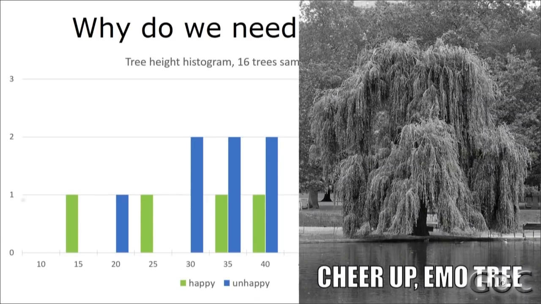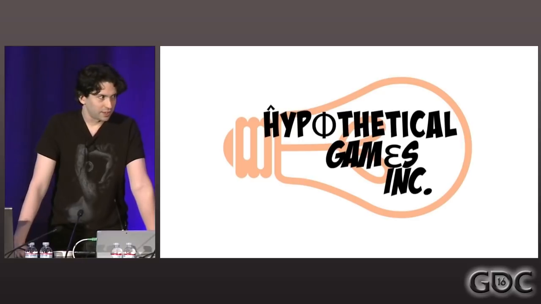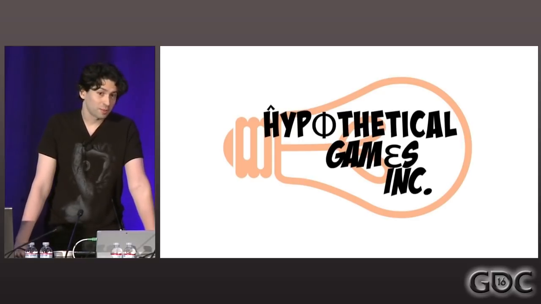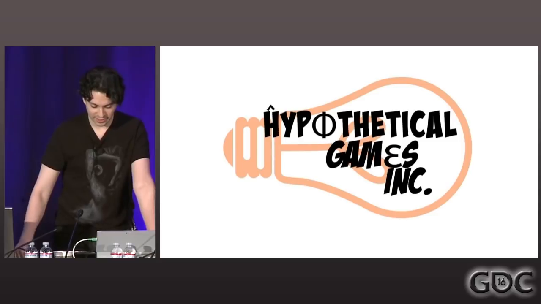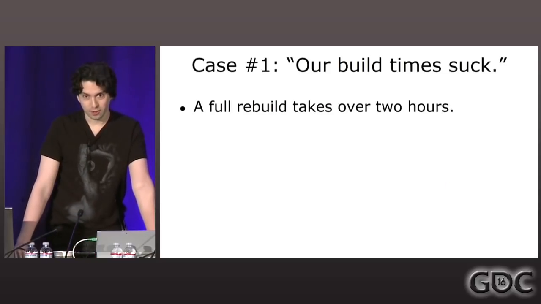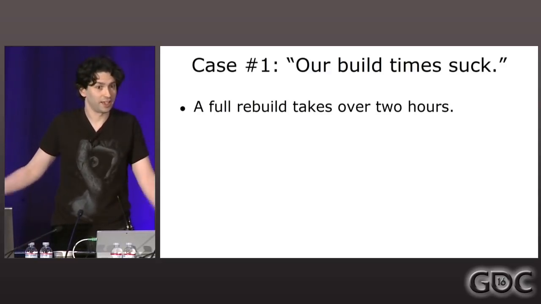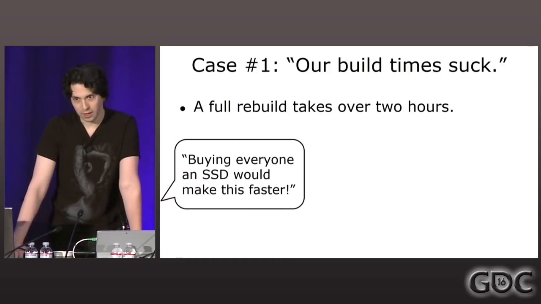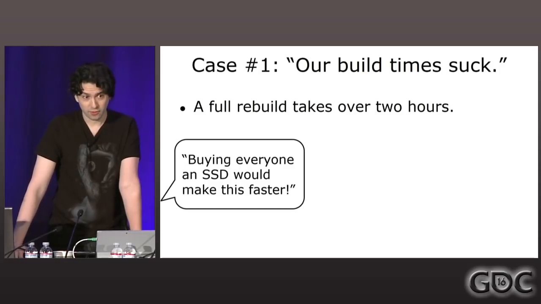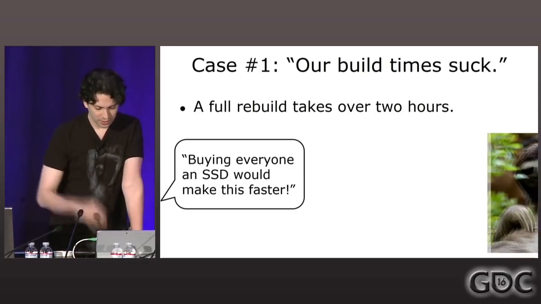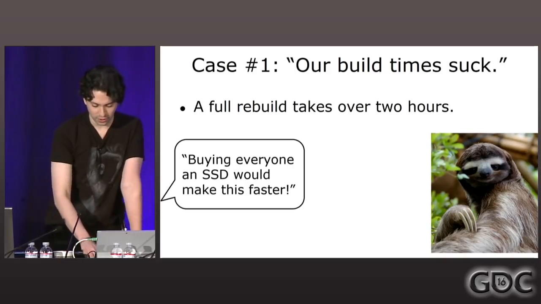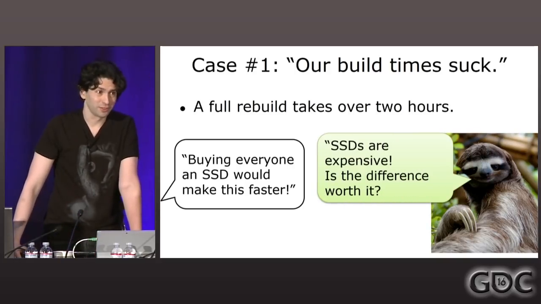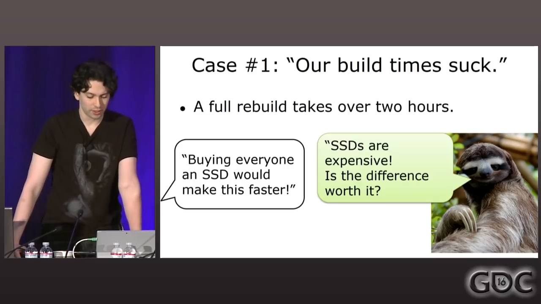Who can say? To avoid getting me into NDA trouble, let us say that all of my examples here come from Hypothetical Games Incorporated. And here at Hypothetical Games Incorporated, our build times kind of suck. A full rebuild of the whole game, including assets, takes 2 hours. And let's say that I'm a programmer at Hypothetical Games, and I'm tired of looking at progress bars. So I go to my boss and I say, if we just bought everybody a solid-state drive, build times would get faster and I'd save a lot of time. My boss, he's kind of a curmudgeon, and he makes the good point that SSDs are really expensive, and would it be worth it to buy one for everybody in the office?